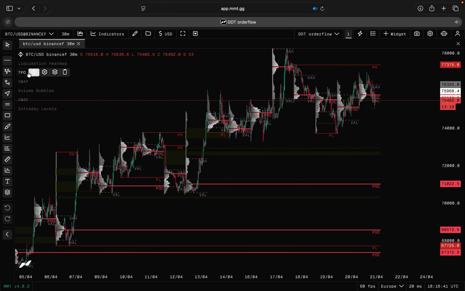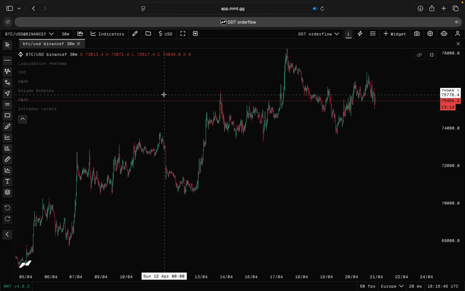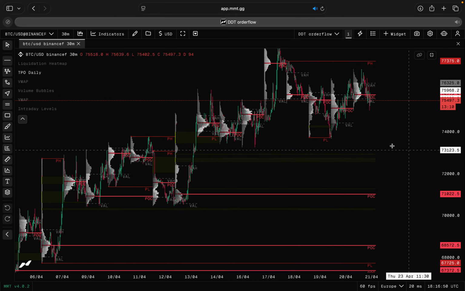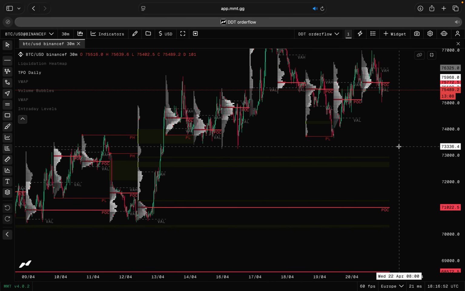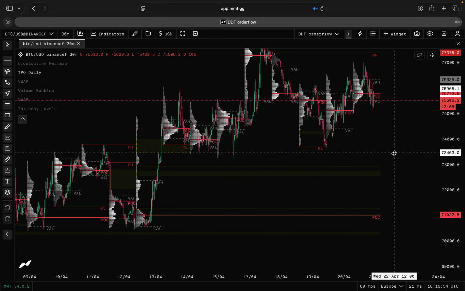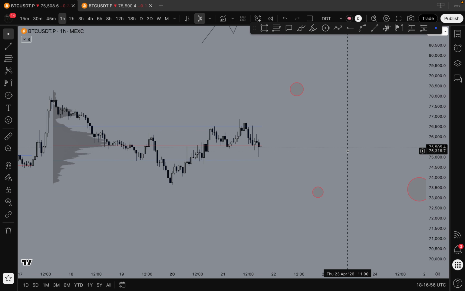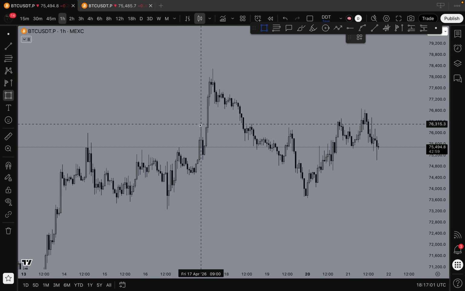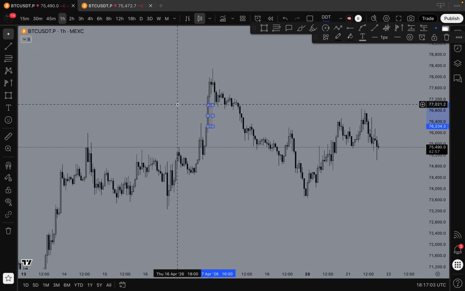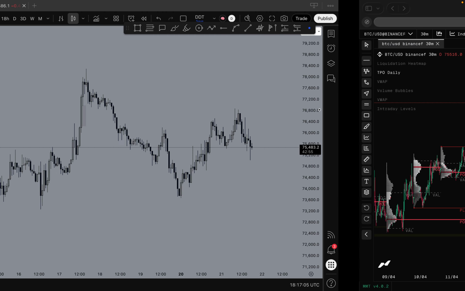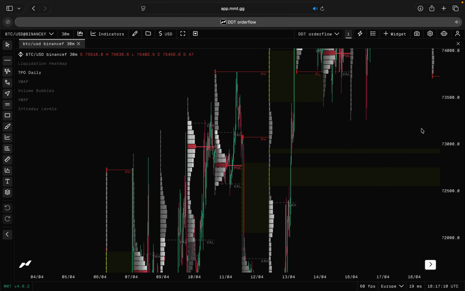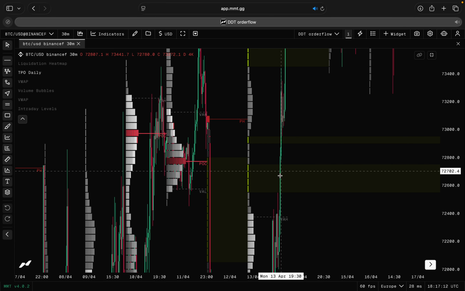Beside that, the TPO is just more of a confluence. And the biggest thing are the single prints. Single prints are kind of like fair value gaps in the chart. So here you also have gaps. For example, here you see quickly that this is a gap. But on the TPO chart, it's only on the 30-minute, and it's where price traveled but left gaps behind.